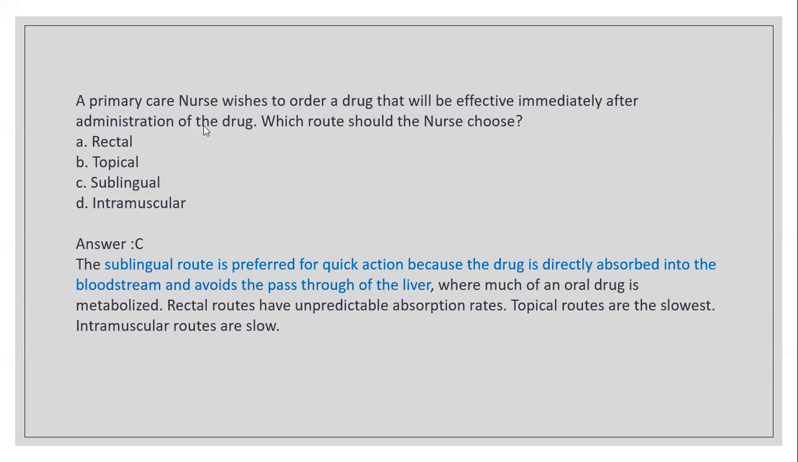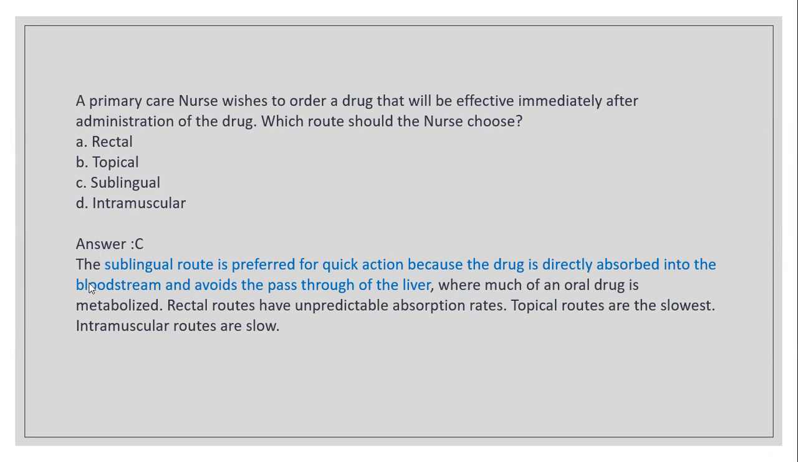The next question: a primary care nurse wishes to order a drug that will be effective immediately after administration. Which route should the nurse choose? A, rectal; B, topical; C, sublingual; and D, intramuscular. So the examiner is asking, out of the four, which one is immediately active? It is sublingual. Answer C.